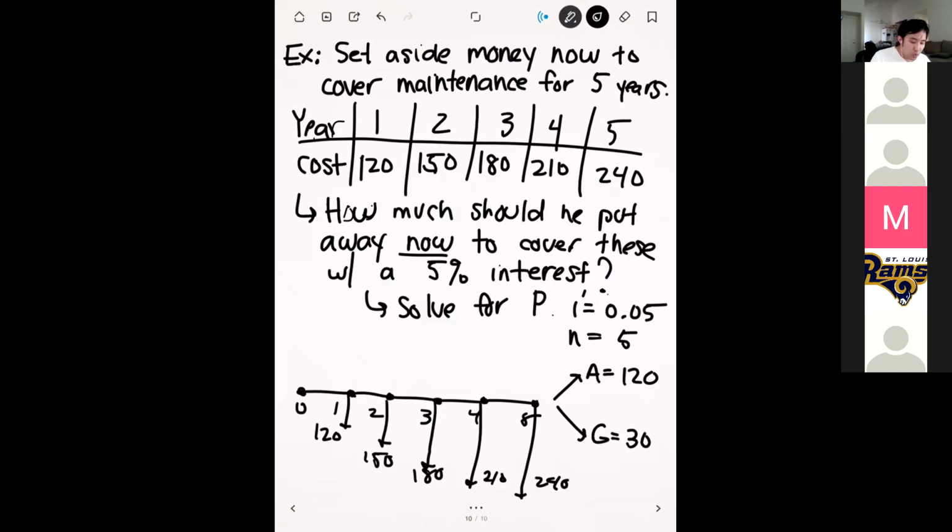So we have a uniform series of 120 and then an arithmetic gradient of 30. What we need to do is take these and use our formulas to convert them into present sums. Once we convert them to present sums, we can add them together, and that's how much money your friend should put away in order to cover all these repairs. Are there any questions on the problem setup?